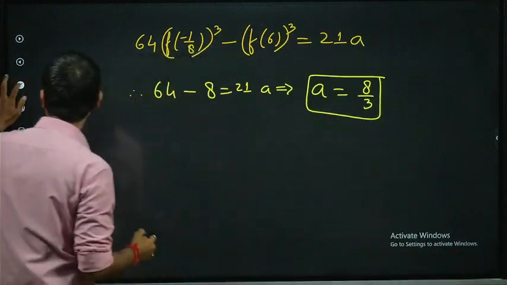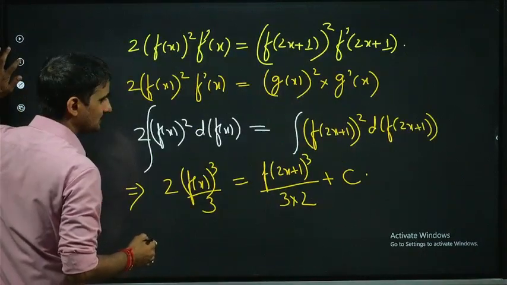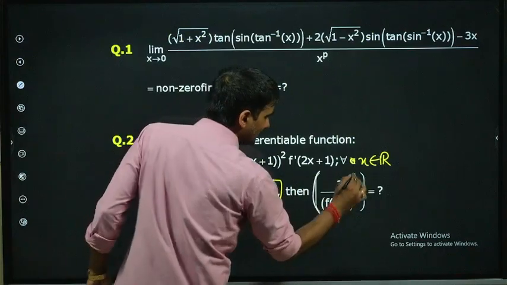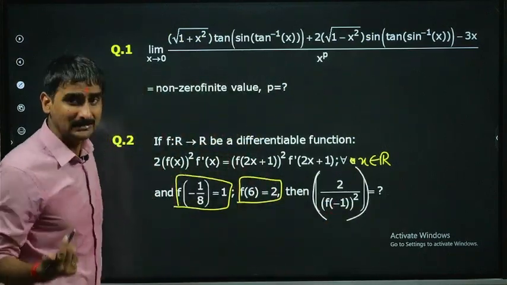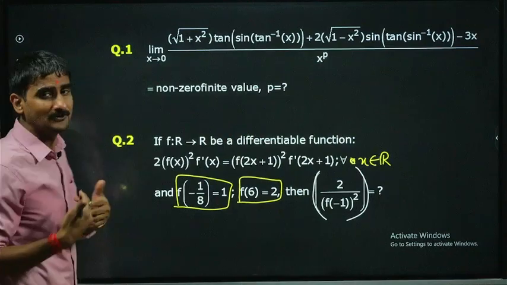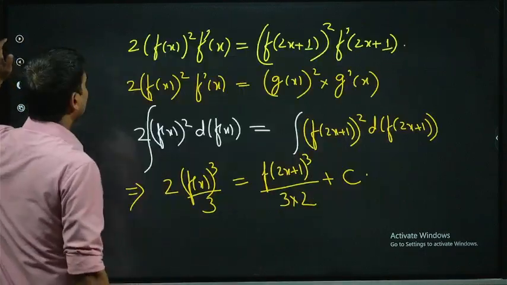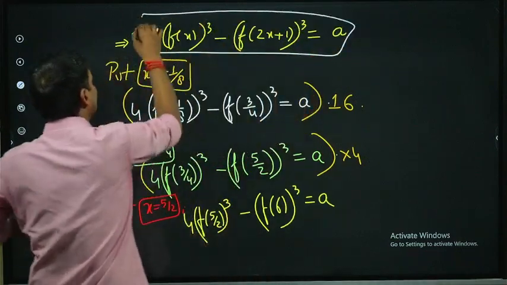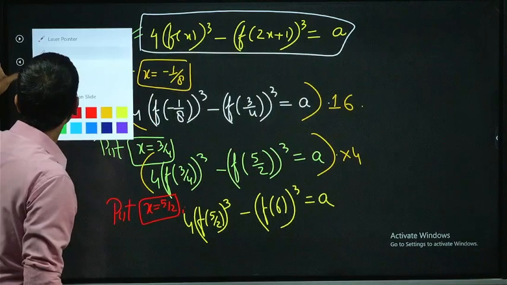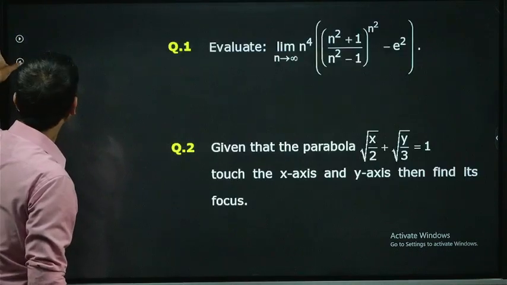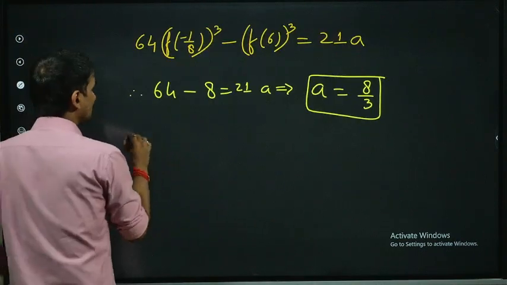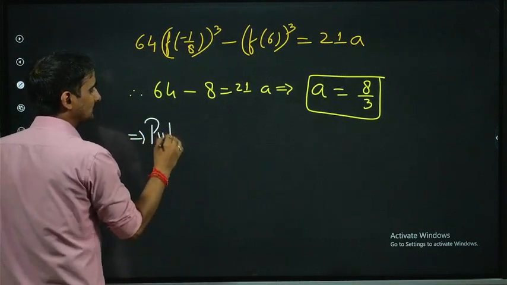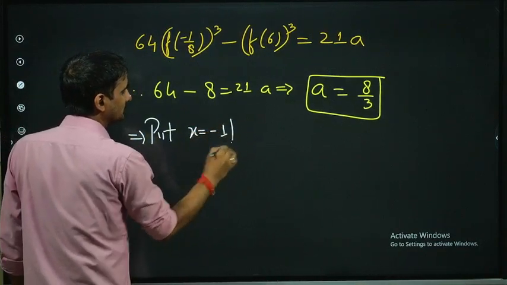Now just put x equal to minus 1, because the value which we need is 2 over f of minus 1 whole square. So we need f of minus 1 actually. So put x equal to minus 1 here. What do we get? Just a minute. Yeah. So put x equal to minus 1 here.